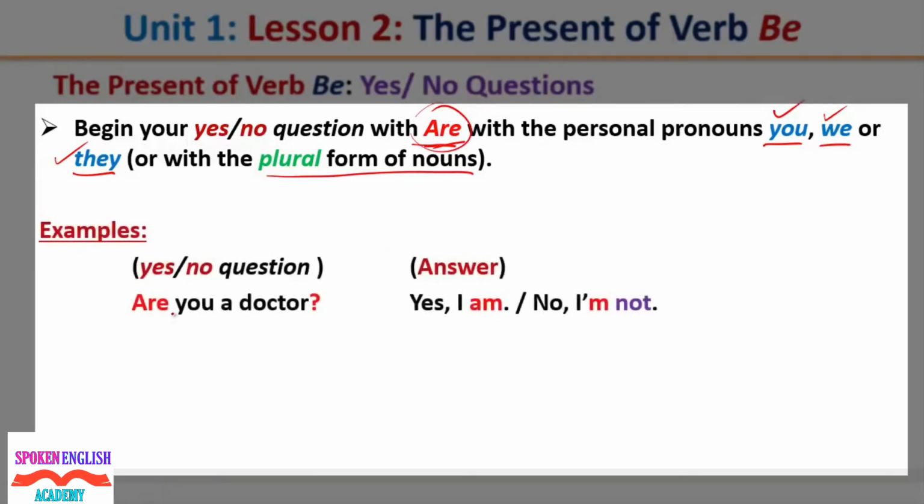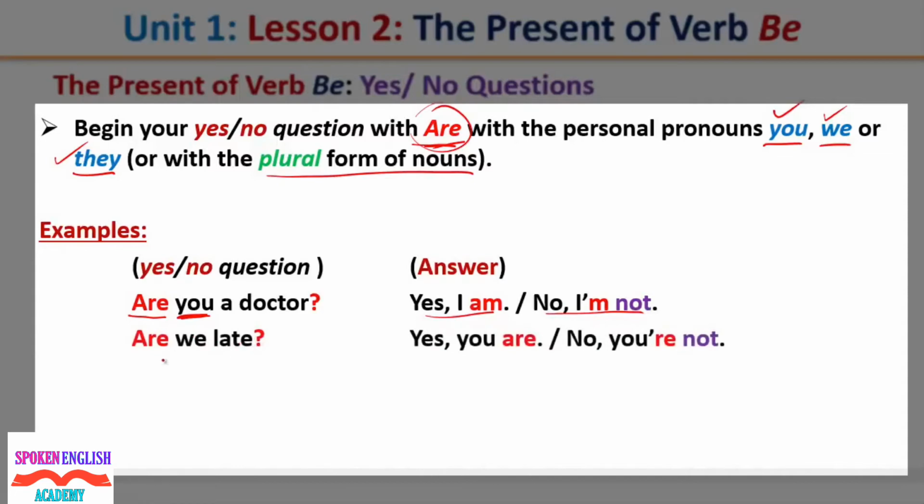Are you a doctor? So here the question starts with the verb are because of the subject. The subject here is you. Are you a doctor? The answer could be yes I am, or no I am not.